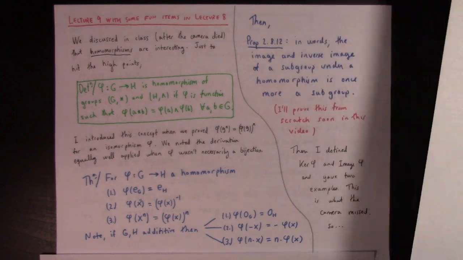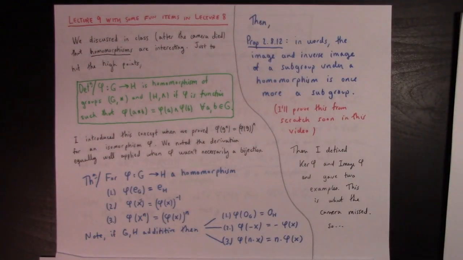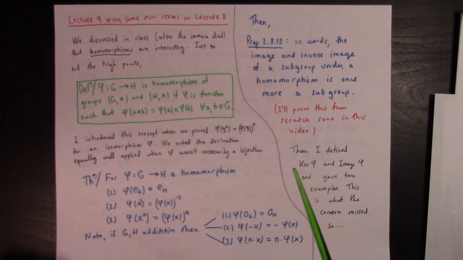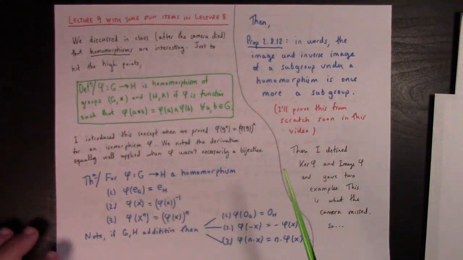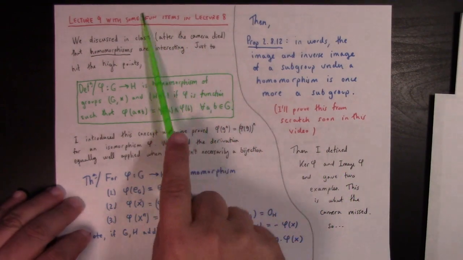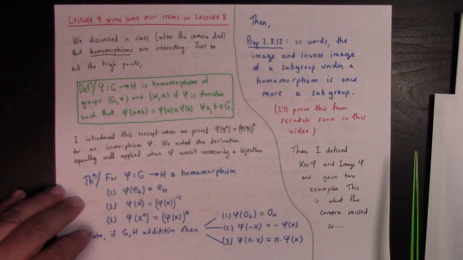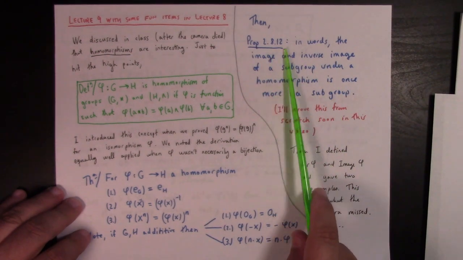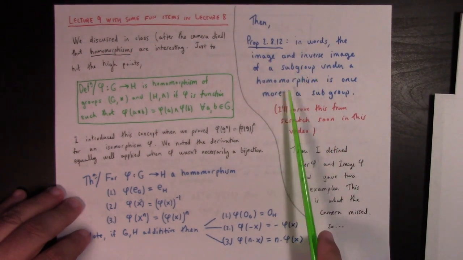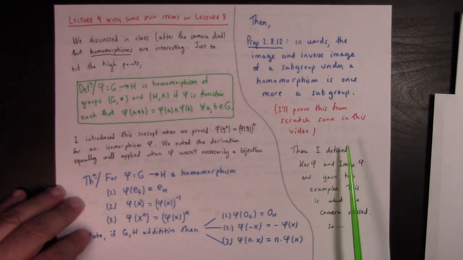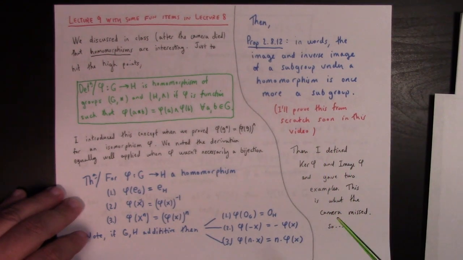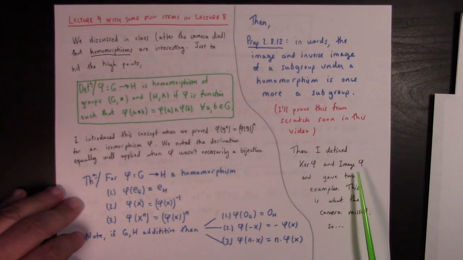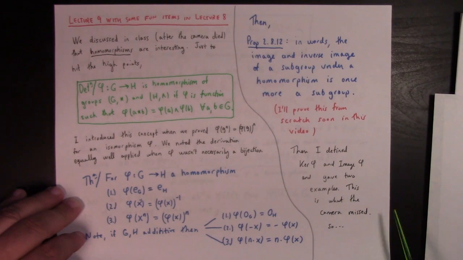Then I mentioned proposition 2.8.12. By the way, I'm going to make a separate video with lecture 9, so this video will just cover the fun items in lecture 8. It shouldn't take too long, actually. So in words, proposition 2.8.12 says that the image and inverse image of a subgroup under a homomorphism is once more a subgroup. And I'll prove this in the next couple minutes. I then defined kernel and image of a homomorphism, and I gave a couple of examples. I'll do that again here.